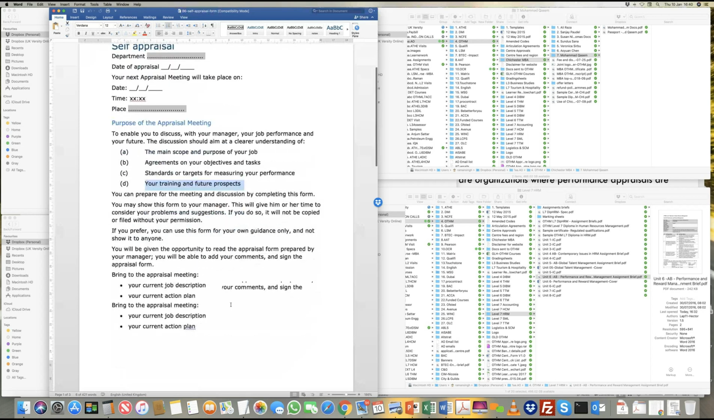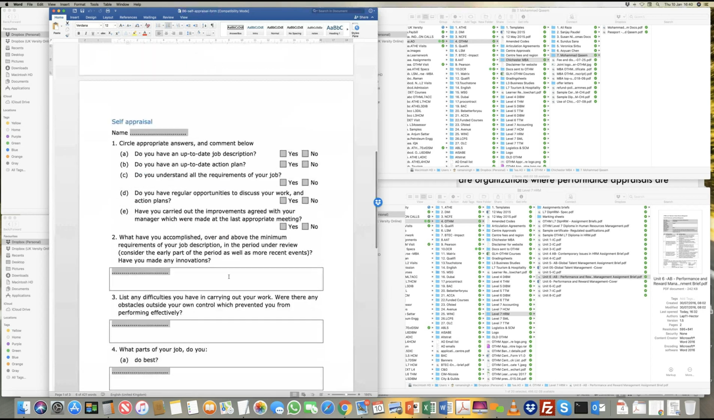But a basic self-appraisal format talks about things like, do you have an up-to-date description? Do you have an up-to-date action plan? Do you know what are the requirements for your job? What are the opportunities you want to discuss? For example, if you want some different opportunities, these are required. And then how can the improvements be carried out with the help of the manager or with the help of the organization, which could basically help the employee work more effectively.